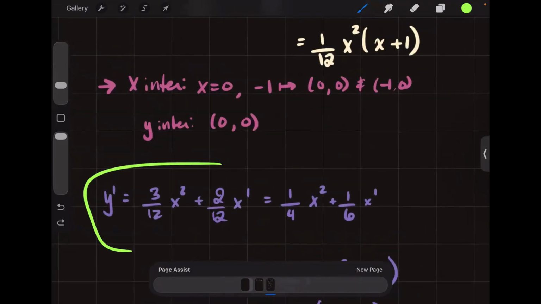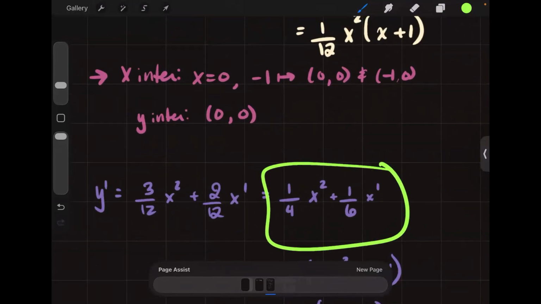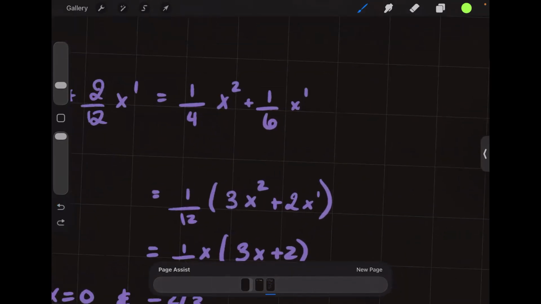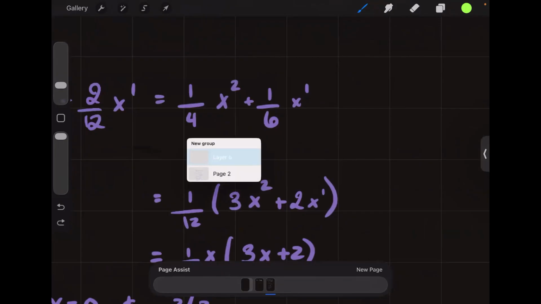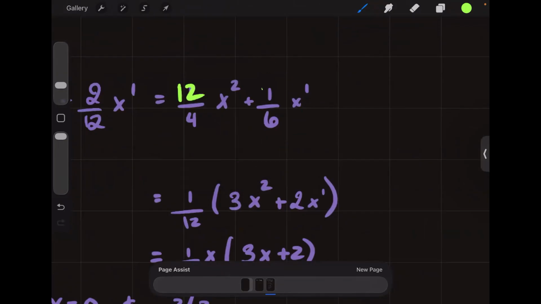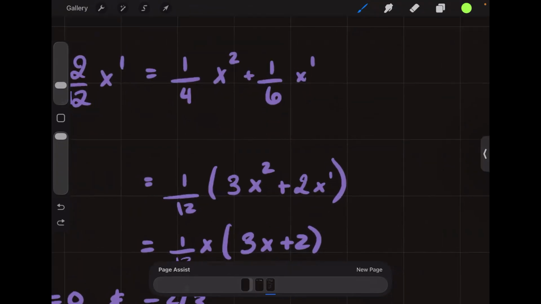Then we're going to derive it. It's pretty straightforward. And then you get this. I'm going to try to factor it. It's not the nicest thing to factor, but it's okay. I ended up multiplying everything by 12 on the inside, so like 12 over 4, 12 over 6, and then divided by 12 on the outside like that, because I want to transform the function without actually modifying its behavior.